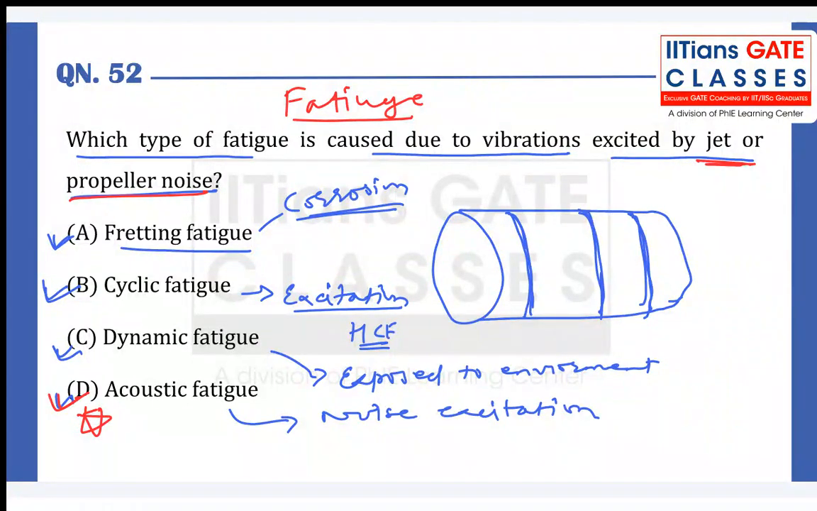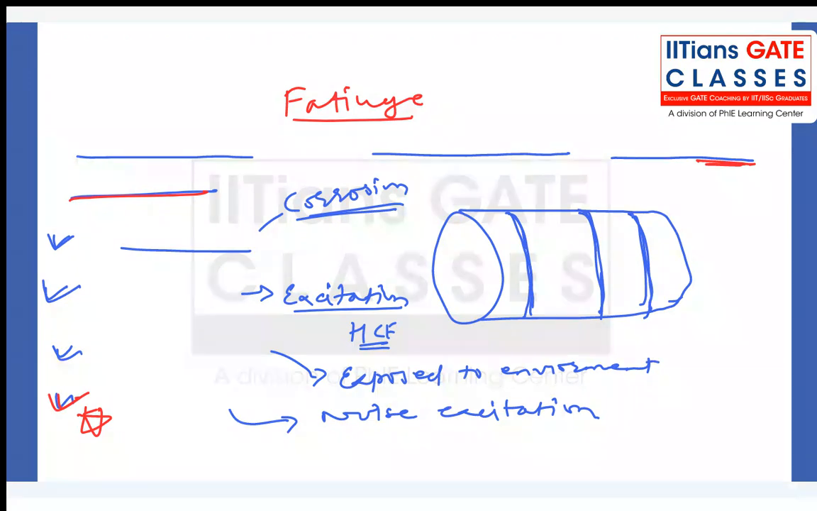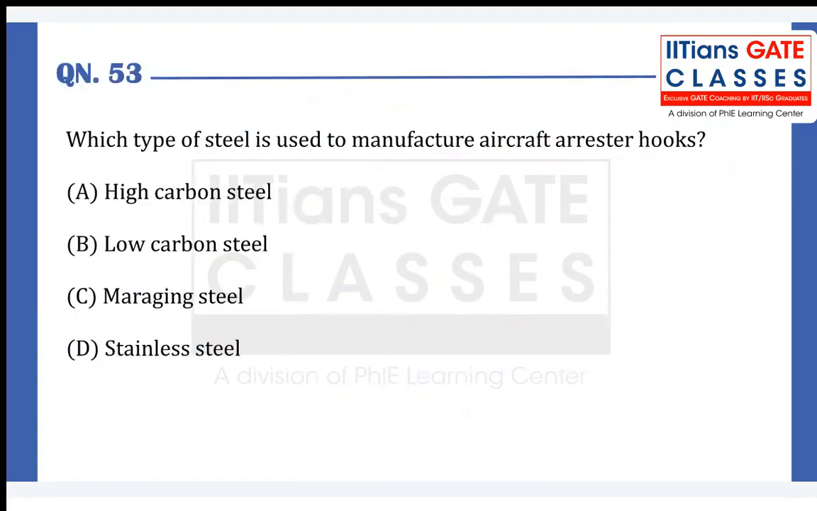I'll provide the input. Now the next question: which type of steel is used to manufacture aircraft arrestor hooks? Tell me, guys. It's straightforward: maraging steel, right? We have already seen it during the theory. So it's C, maraging steel.